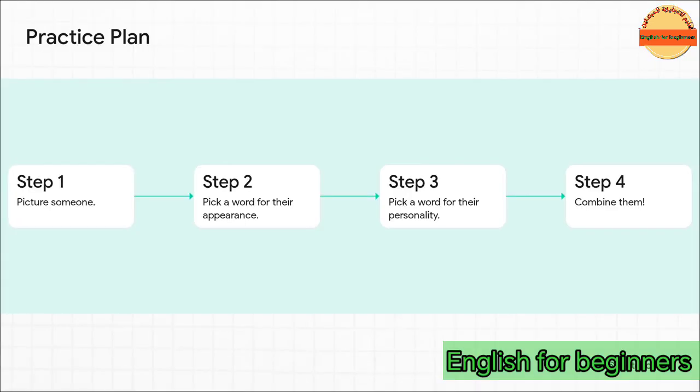Here's the game plan. It's a super simple four-step recipe. First, just picture someone or something. Could be a friend, your pet, a character from a TV show, anyone. Step two, pick just one word from that appearance toolkit we talked about. Then, step three, pick one word from the personality toolkit. And finally, step four, just smush them together.